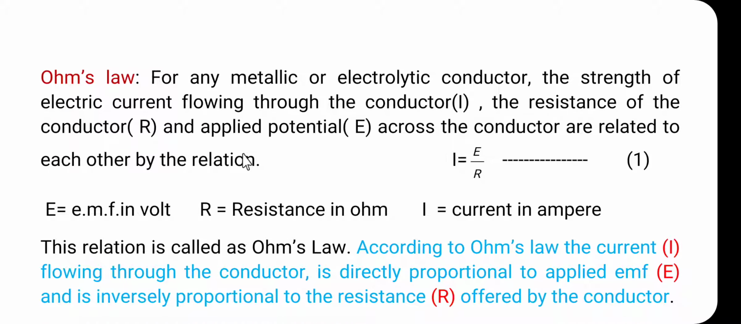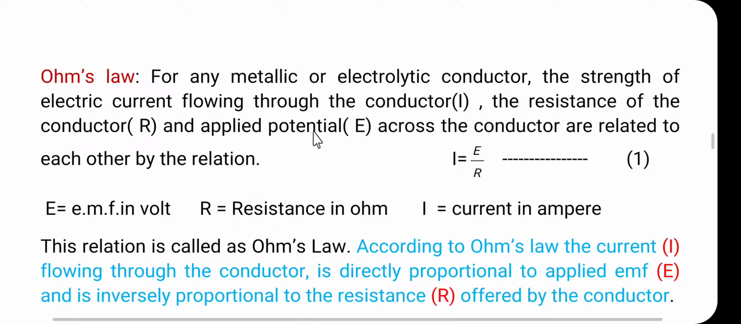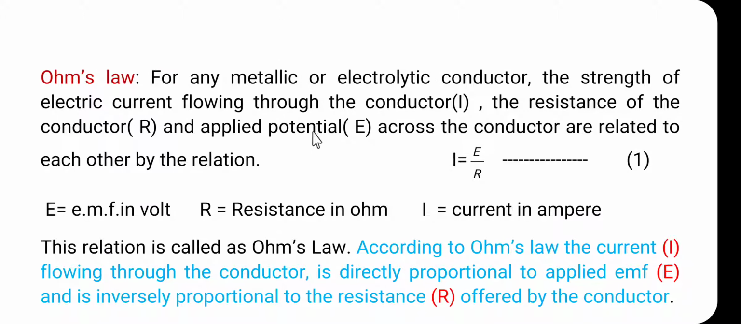Then the next are some basic terms which are very useful in the chapter conductometry. So the first term is Ohm's law. Here there are two types of conductor, that is the metallic conductor and the electrolytic conductor.